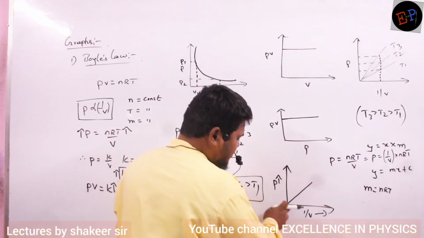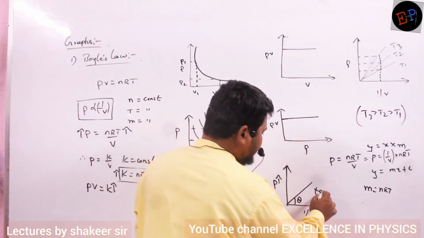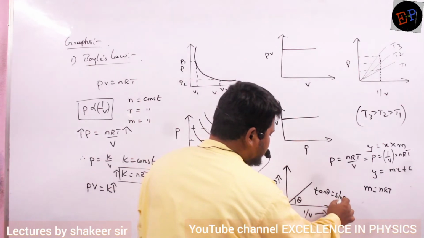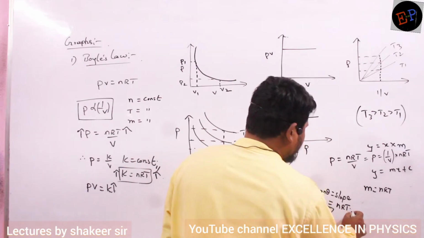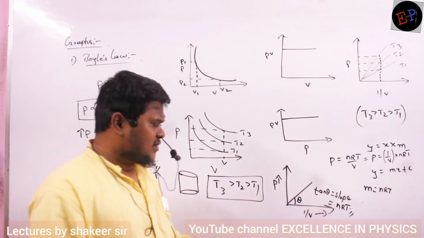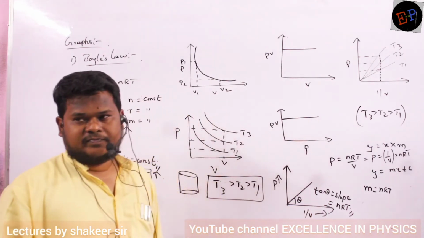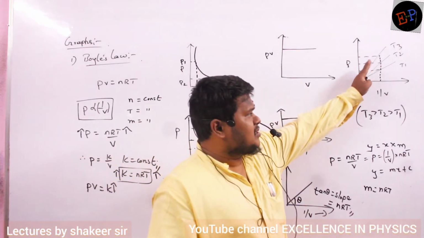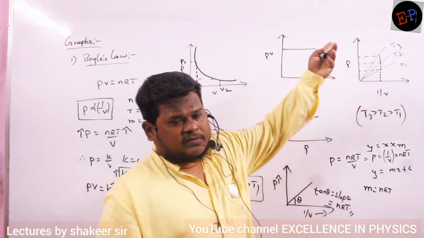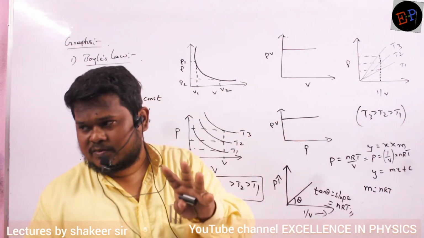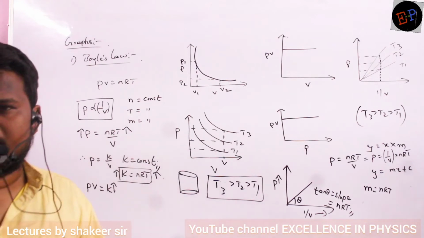So in the P versus 1 by V graph, if you take theta, tan theta is nothing but the slope of the graph, and the slope is nothing but nRT. By looking at this graph I can say that if temperature increases, slope also increases. Here the slope is continuously increasing: the first graph slope is less, the second is greater, the third is bigger. Slope increasing means temperature is also increasing. So like this you can compare with the equation of a straight line. Clear? That's it.